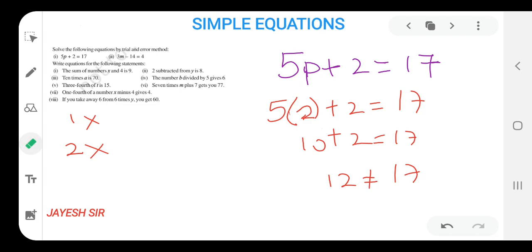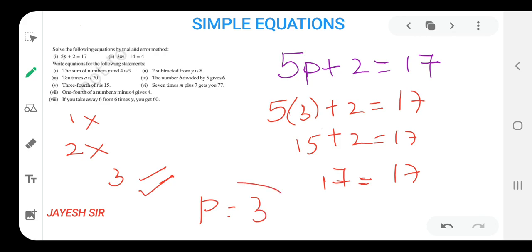So let us go to the next and see after putting the value of p as 3 whether it satisfies or not. Value of p as 3: 5 threes are 15. 15 plus 2 is 17. Yes, it is equal, so 17 equals 17 that we are getting. So the value 3 satisfies, and the answer we have found is p equals 3 forms the equation. I hope you all are getting it, friends.